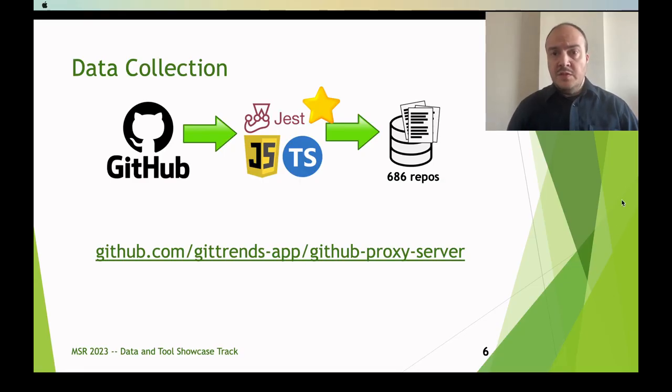For the data collection, we used the GitHub API and a proxy server. The link for the proxy server is down below. We gathered public GitHub repositories that had been tagged with the Jest keyword, since Jest is the most popular framework for snapshot testing as far as we know, had at least 1 star, were written in JavaScript or TypeScript, were created after 2008, and had at least 1 snapshot file inside the repository. Our initial idea was to gather at least the top 1,000 repositories, but after getting 686, no other repository matched our criteria. That's why we have that number in our dataset.